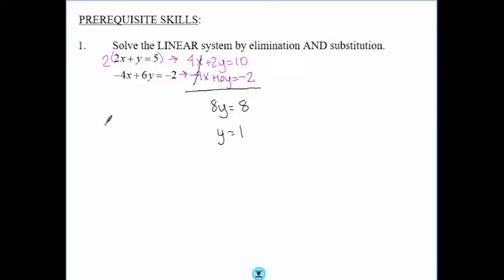So now I'm going to go back and solve for x. I can choose either equation. I'm going to pick the first one because I think it is simpler than the second one. Then I'm going to plug 1 in for y, and then just solve for x. So I have 2x equals 4, and x equals 2. So this means that my solution would be the point (2, 1). And this is elimination.